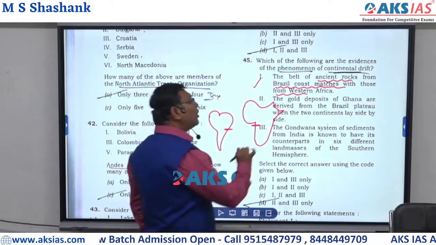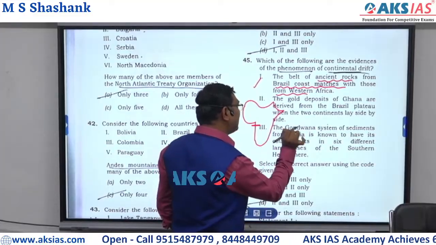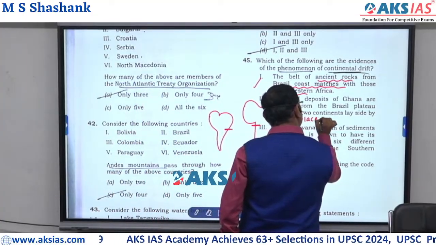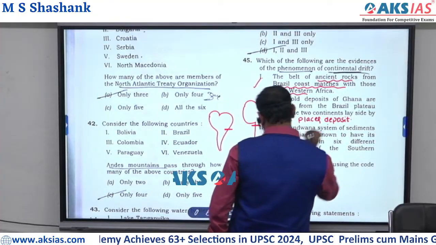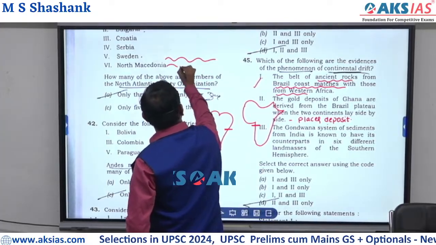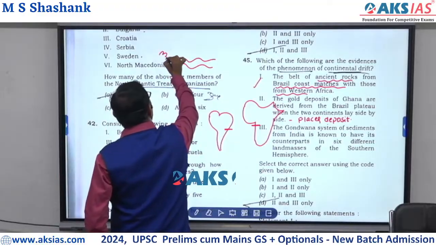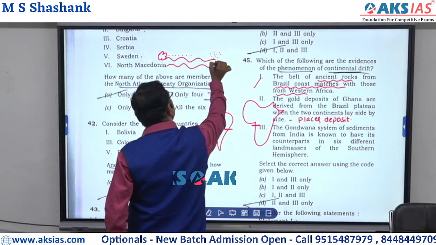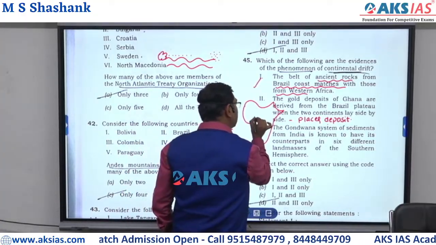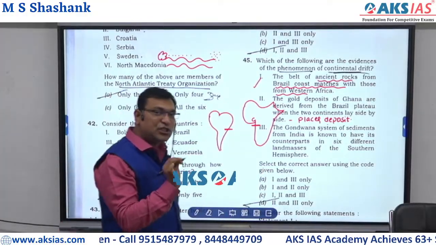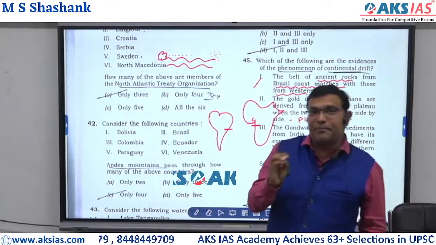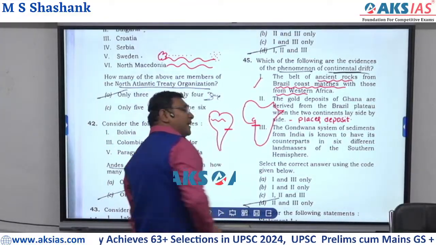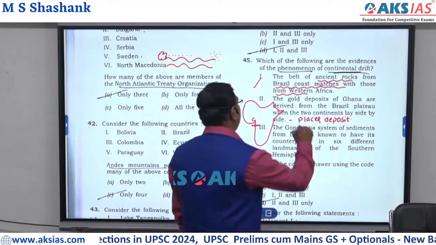Second statement, let us see. The gold deposits of Ghana are derived from the Brazilian plateau when the two continents were joined. These are called placer deposits. When the river flows like this, there is a gold bearing rock. Because of the flowing of the river, there will be huge deposition. So in the Gulf of Guinea, there are deposits of gold. But deposition of gold happens only when there is a river, and that river started from the Brazilian coast. That's why there are deposits in Africa. So statement 2 is also right.